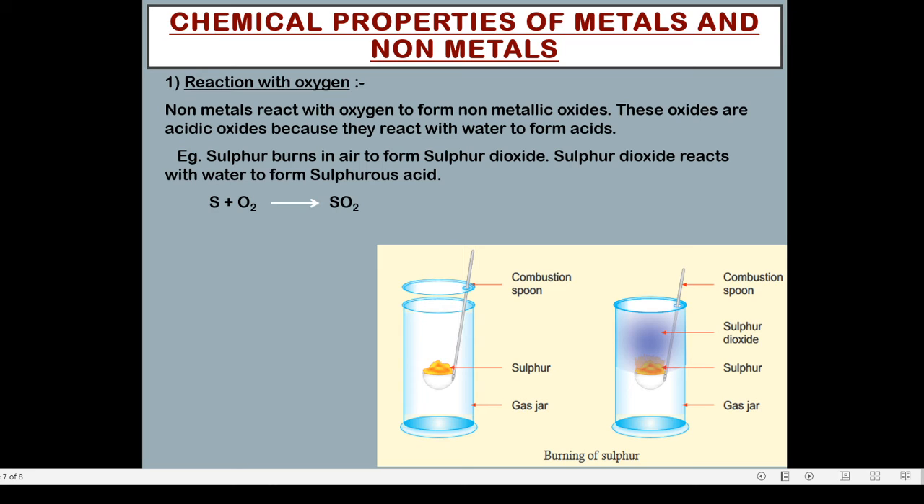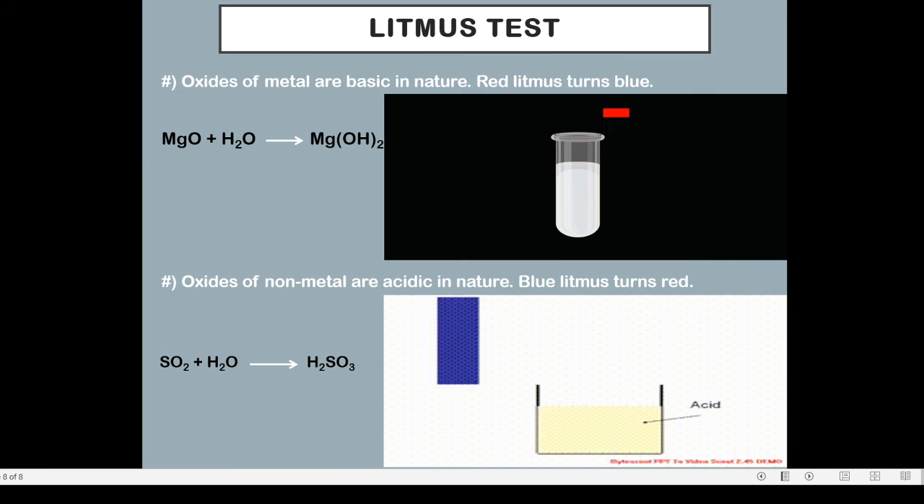As an example, sulfur, when burned in air, forms sulfur dioxide. And sulfur dioxide reacts with water to form sulfurous acid. So generally, non-metals will form acids and metals will form bases. How will you test acid and base? Yes, by the litmus test. The oxides of metals are basic in nature. So you take a solution of base, add red litmus paper, and if you see the red litmus paper turning blue, that means this solution is basic in nature, or it is a base.